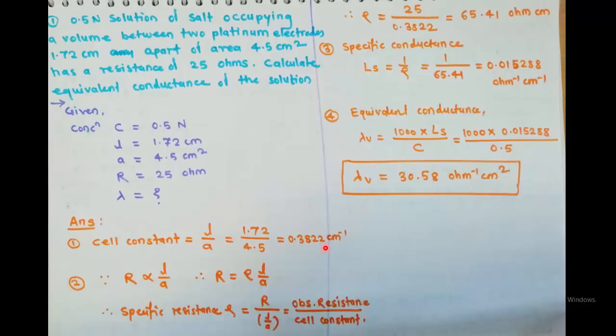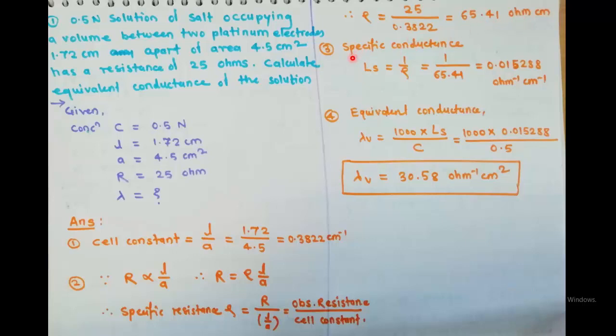Now the specific resistance. Okay, how to calculate specific resistance? Since we know R is directly proportional to L by A, therefore R is equal to rho into L by A. Therefore rho, the specific resistance, is equal to observed resistance upon L by A, that is observed resistance upon cell constant. So R value is given, the cell constant we just found, then put this value 25 upon 0.3822, then we get the value of specific resistance as 65.41 ohm centimeter.